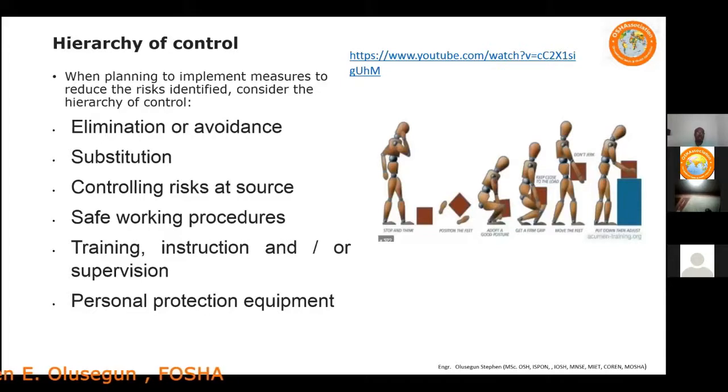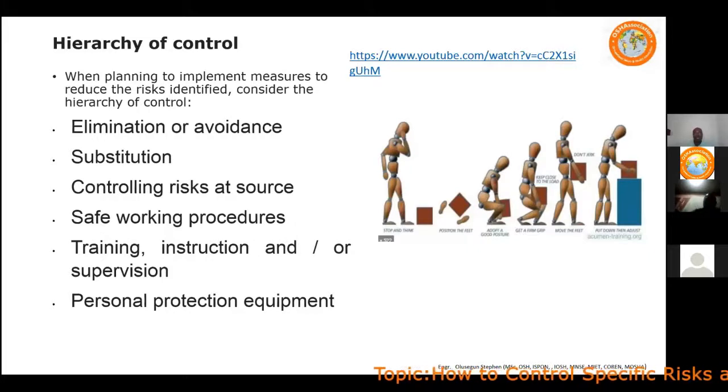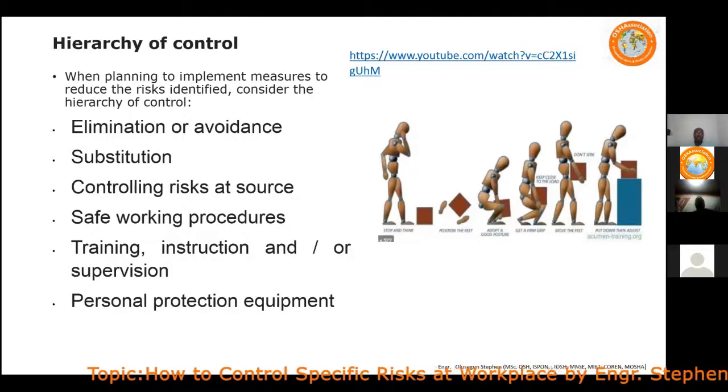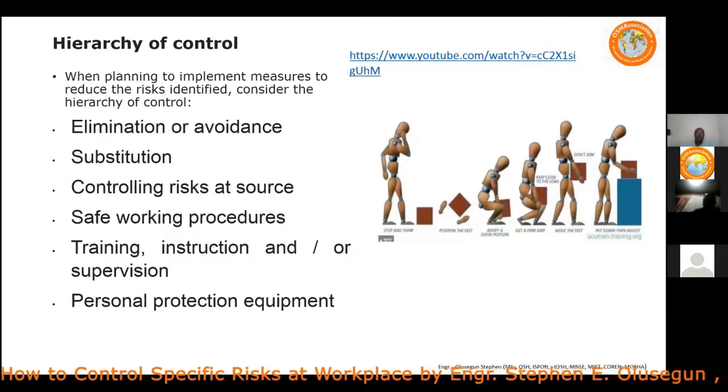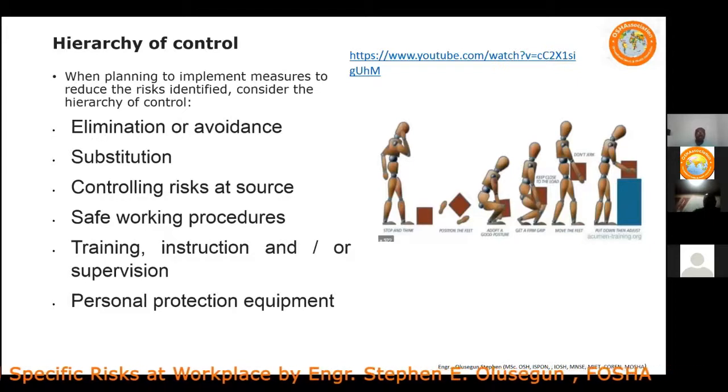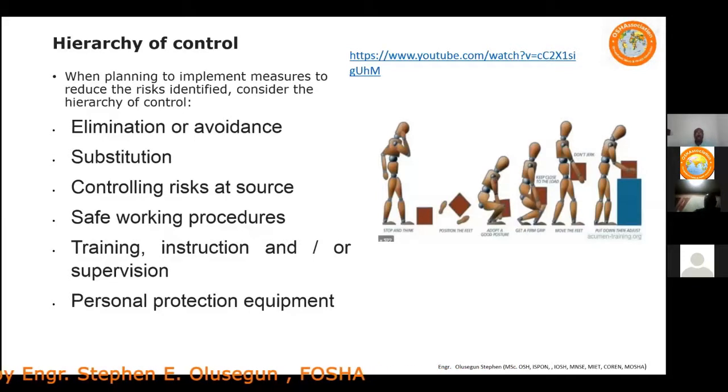The hierarchy of control: when planning to implement measures to reduce the risk, consider the hierarchy of control, starting with elimination or avoidance. You need to think, should you carry this one or do you eliminate it? Is there any other way you can do this thing? Is there any substitution when you carry a thing? So you carry the whole lump, or you break it into pieces, or you find another means, or there are certain things you can use to carry this particular thing. Then controlling the risk at source, safe working procedure, training, instruction, and supervision, and personal protective equipment.